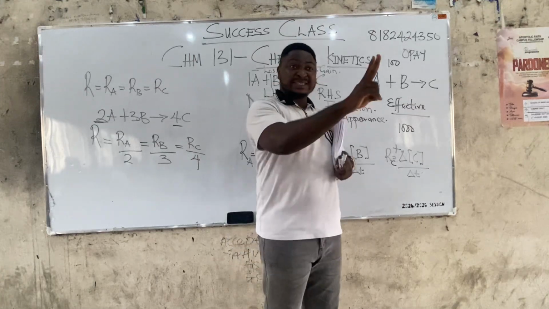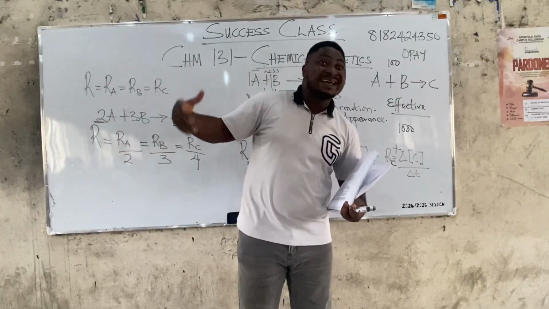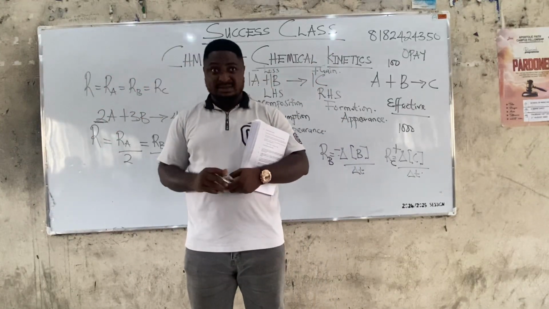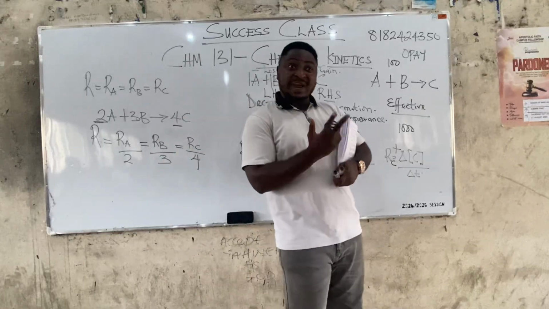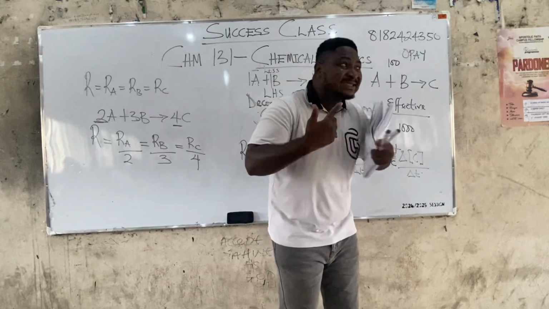You give someone 2 chances, you give someone 10 chances. Who has more chance of success? The one with 10, because he has a chance to try 10 times. So there are more chances. So what temperature does is that it hastens the collision.